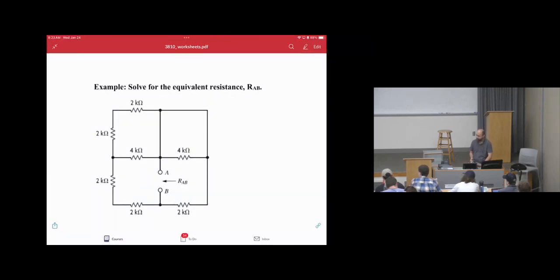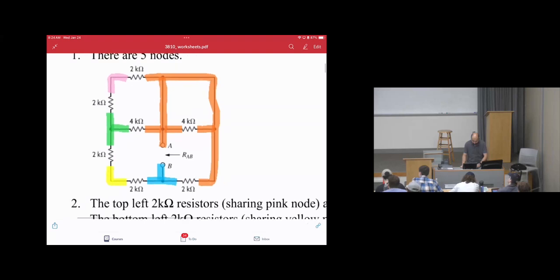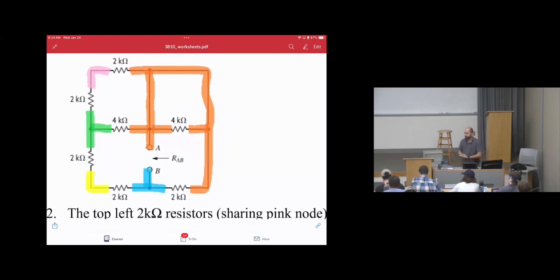So how can I define the equivalent resistance? There is an observation point at AB. According to our procedure, please label the nodes. So the first step is to label the nodes. Here are the nodes after being labeled. The answer already exists in the worksheet, so we didn't write anything.